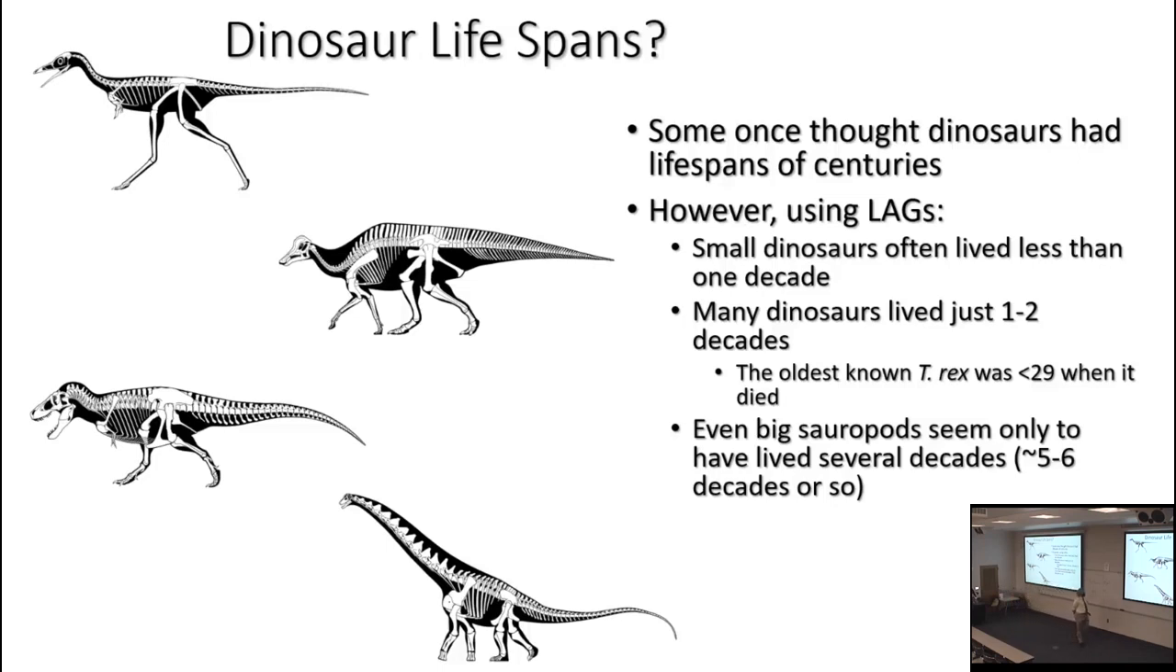Small ones seem to have lived less than a decade. Medium-sized ones or large ones, just a couple of decades. The oldest T. rex was on the order of about 30 years. The biggest sauropods we have seem to be in the 50 to 60 age range or something like that. Not the 90 or 100 range that a big elephant might be able to do. Certainly not the whale. Possibly some whales can live for centuries.